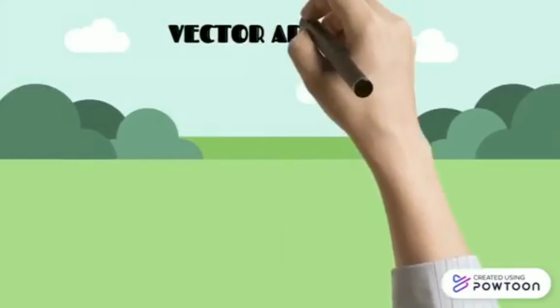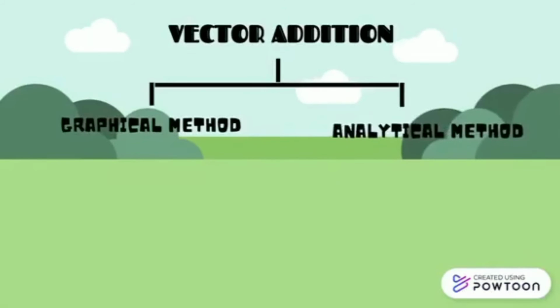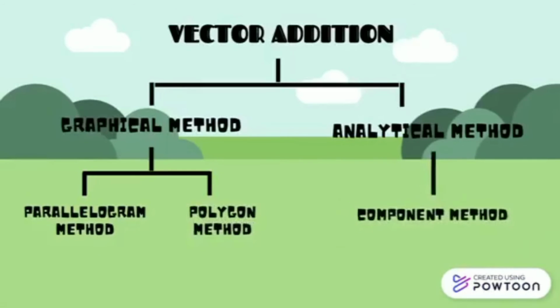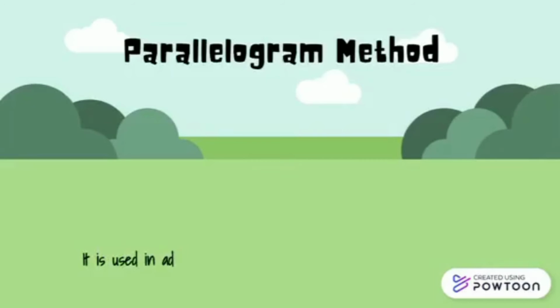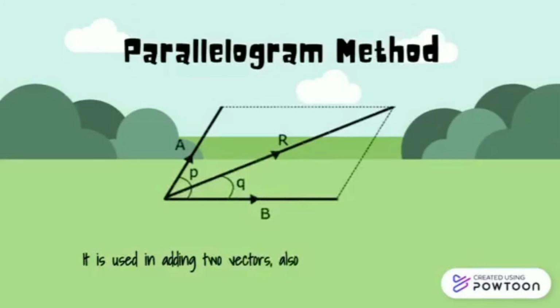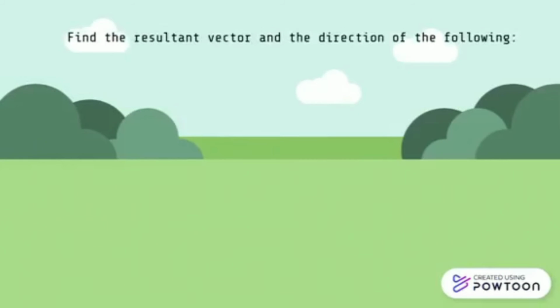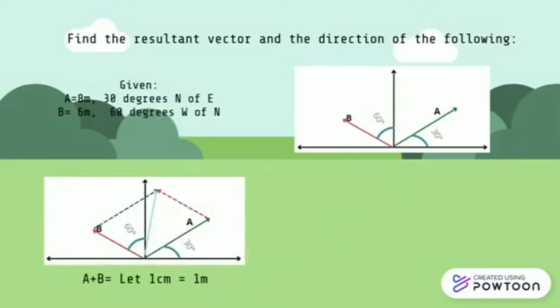There are two methods in adding vectors, the graphical and analytical method. Under the graphical method are the parallelogram and polygon method, while under the analytical method is the component method. Let us first talk about the parallelogram method. The parallelogram method is useful in adding two vectors, also known as the tail-to-tail method. To graphically solve a parallelogram, you need a ruler or a protractor to find its resultant and direction.